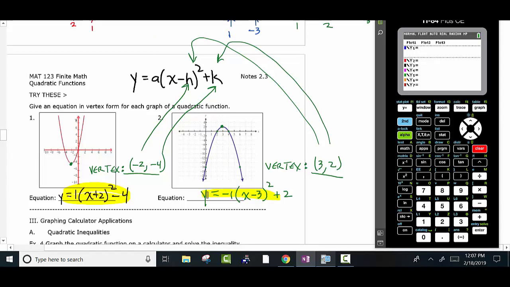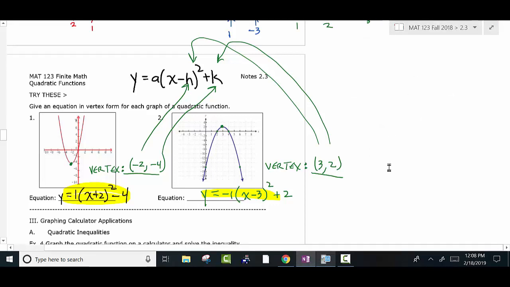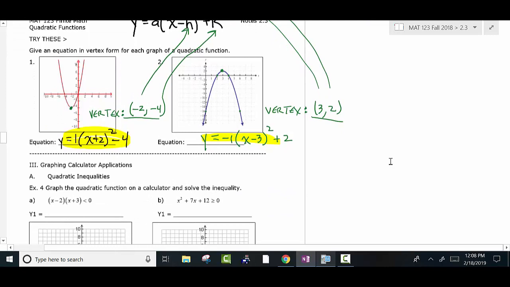Okay, are you with me or not? Find the vertex and plug it in. And then if it opens up, a is 1. If it opens down, a is negative 1. That's it. Yes? Second one, y equals negative 1. Why negative 1? Because it's down? Because it's going down, exactly. That's just kind of looking at your transformations. Those are all the little details. Okay, any other questions?